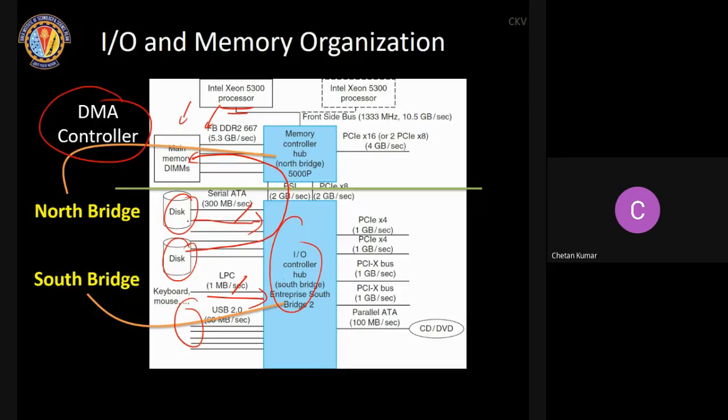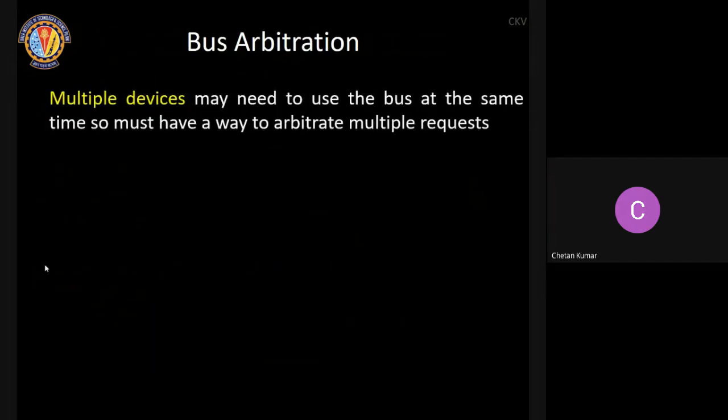Should I take the request coming from the disk, or should I take the request coming from some other IO unit? So that is where you have something called bus arbitration. Multiple devices may need to use the bus at the same time, so you must have a way to arbitrate multiple requests. Based on some kind of mechanism, you keep allotting the bus to a particular IO device.